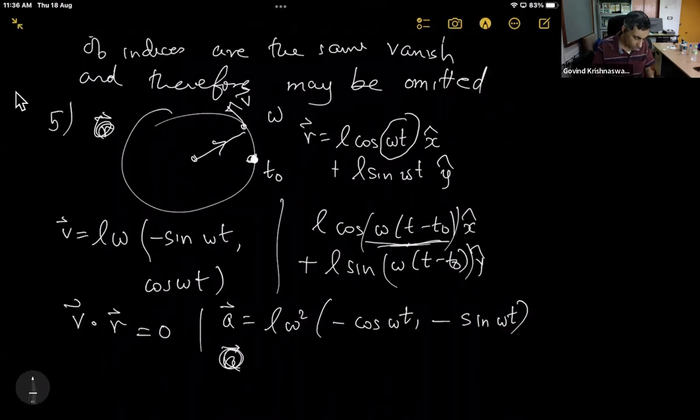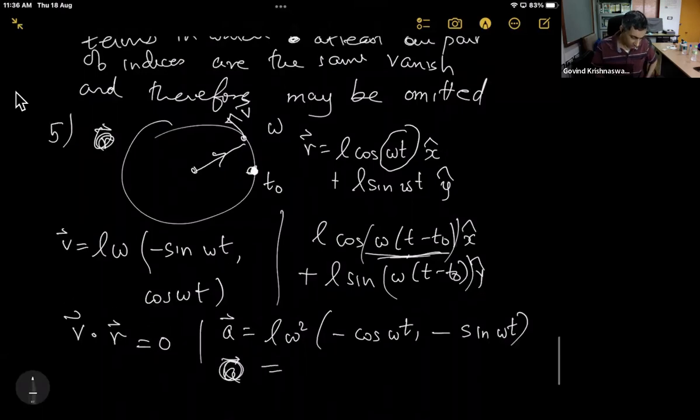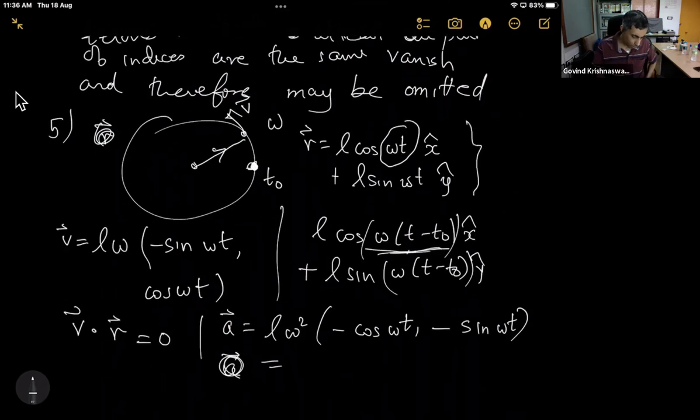I encourage you to do that. And then you will notice that this expression for the acceleration is proportional to that for the position. In fact, it is equal to minus omega squared times the r vector. And therefore, we will conclude that the acceleration is centripetal. It is inward directed.